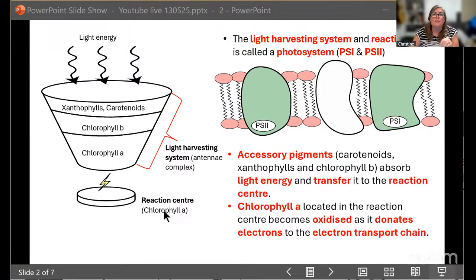So what you have to understand is the accessory pigments are going to absorb light energy and they're going to transfer that to the reaction center. Now that reaction center is the one place that can become oxidized. So it's the one place it can donate its electrons to the electron transport chain.